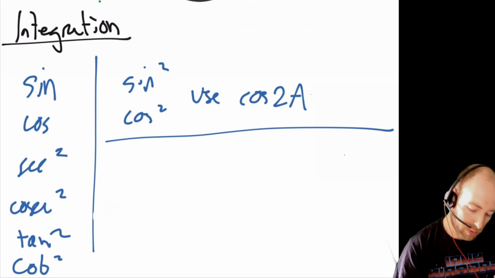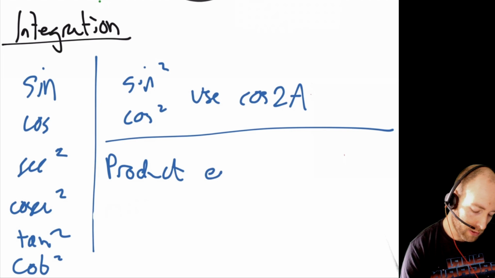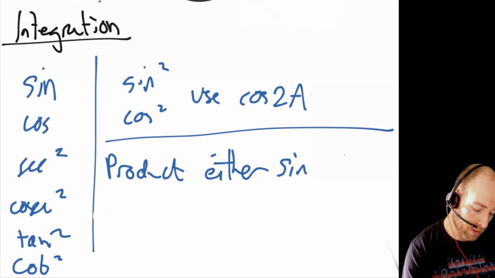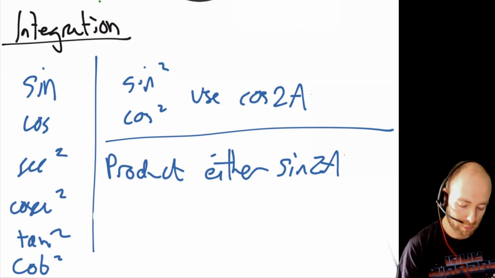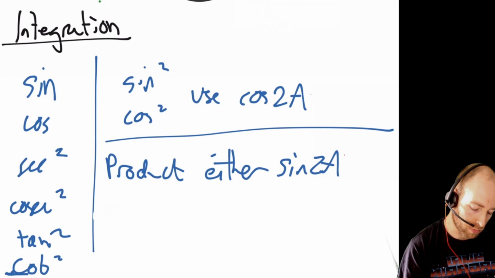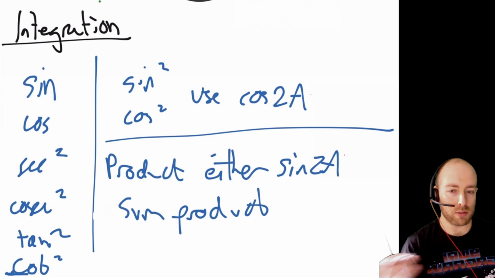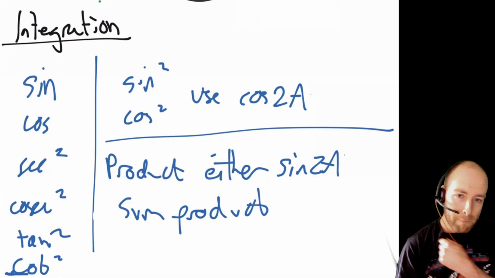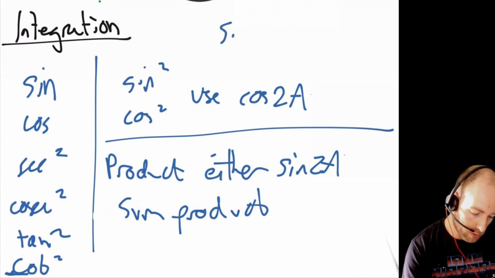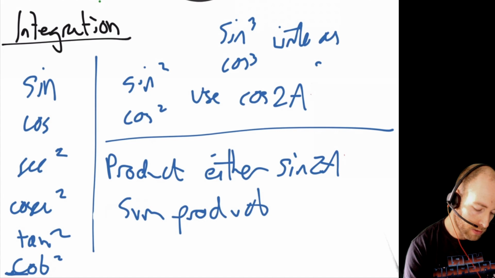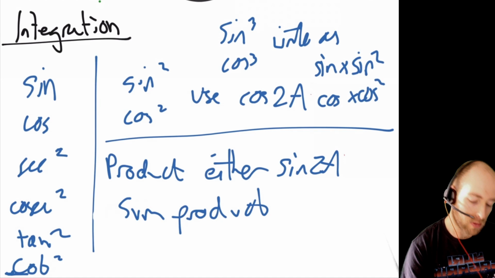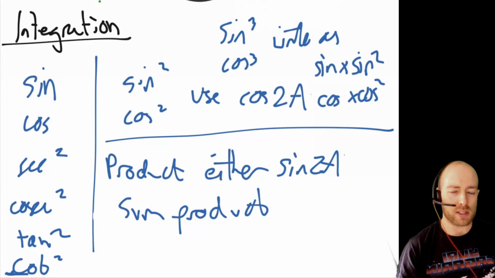If you've got a product of trig, it's either going to be the sine double angle if your angles are the same, or if your angles are different, you're going to use the sum product rule. If it's a sine cubed or a cos cubed, write as sine times sine squared, or cos times cos squared. That's pretty much it for trig.